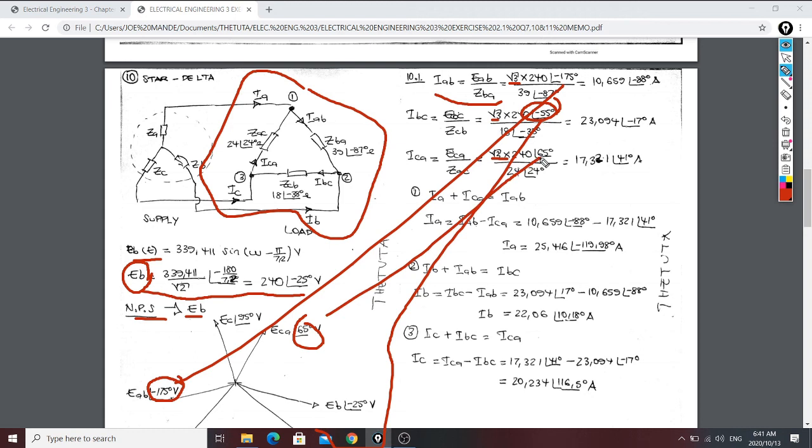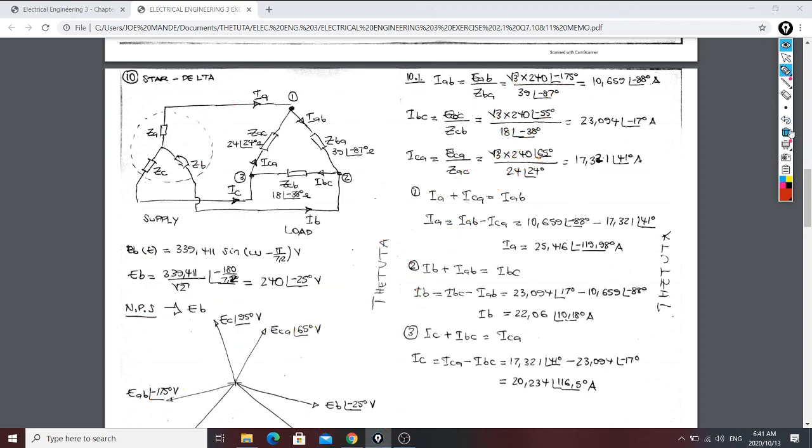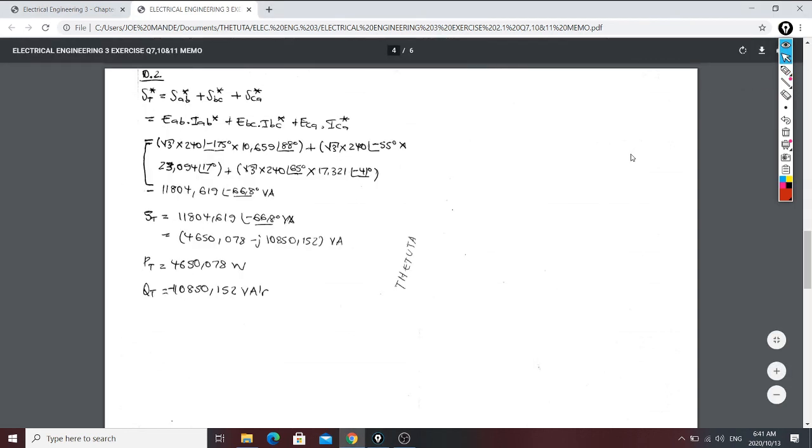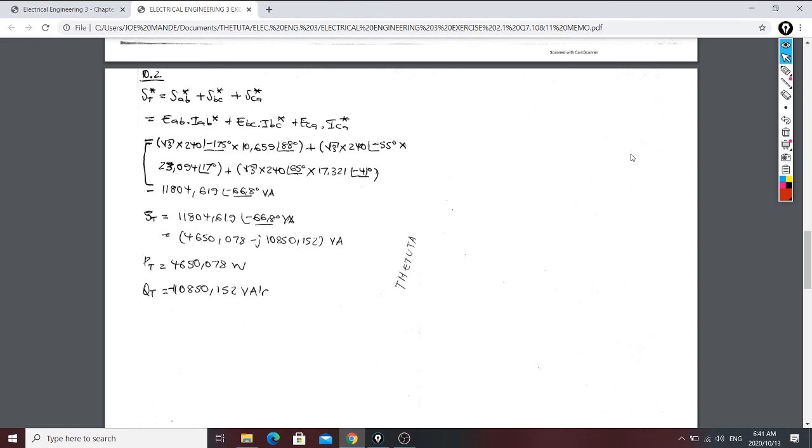You substitute there. And then once you have the 3 currents, now you can apply your junction Kirchhoff rule on this point. You're going to get your current IA. On this junction, you're going to get your current B. On this junction, you're gonna get your current C. Okay, so that's basically what happened with question 10. And then we were asked to calculate our power. Automatically you know how to calculate your power. Straightforward and simple. Ohm's law, complex power.